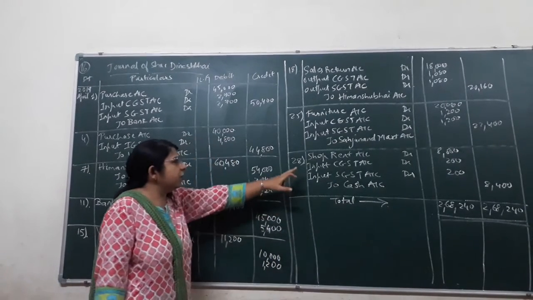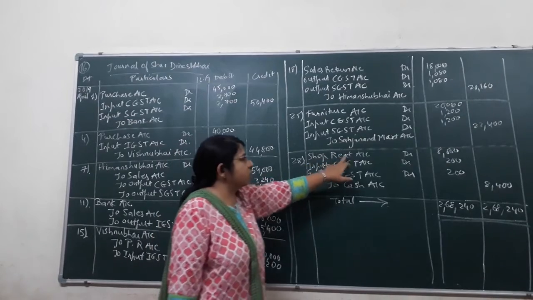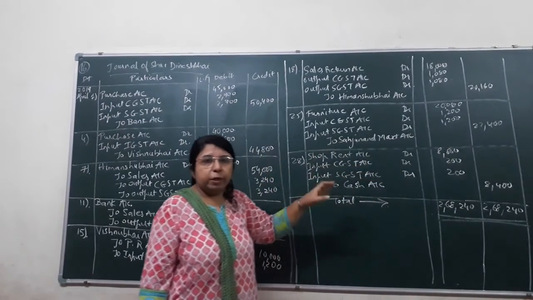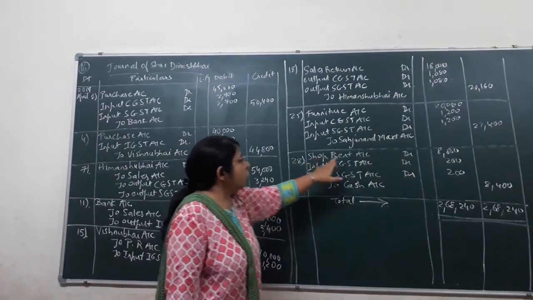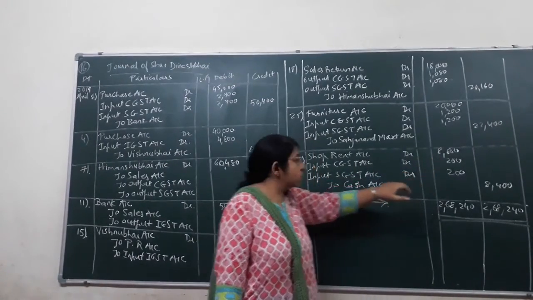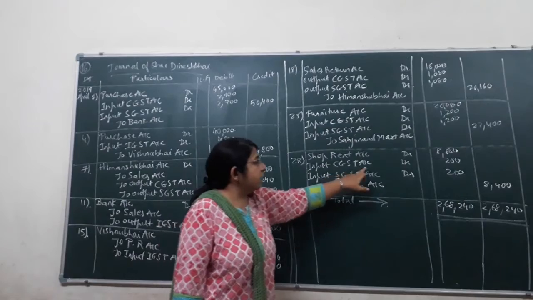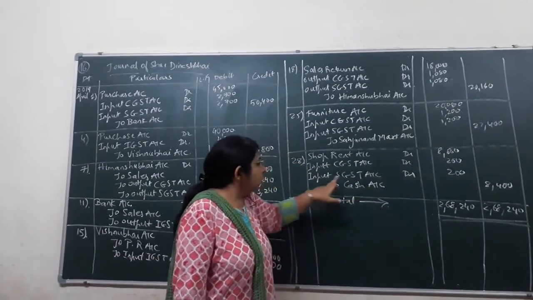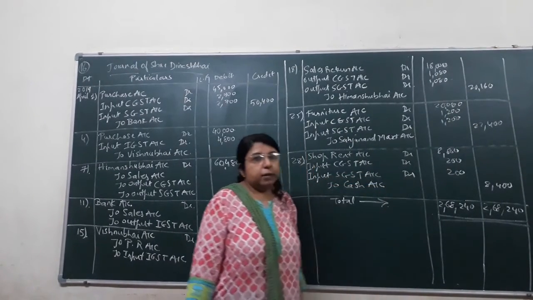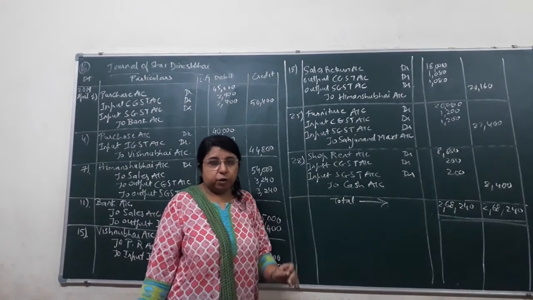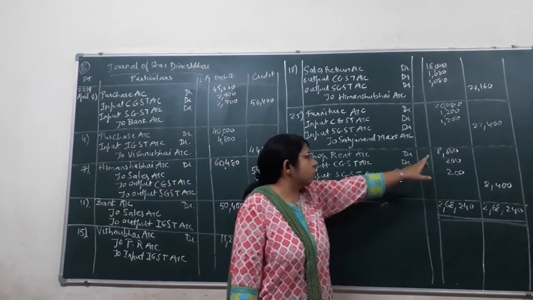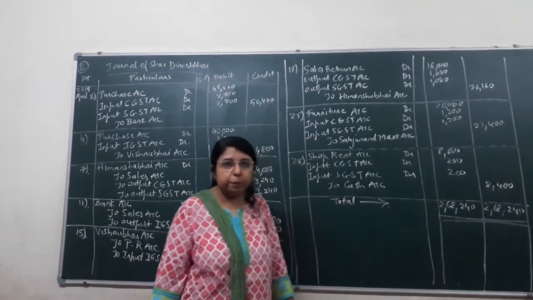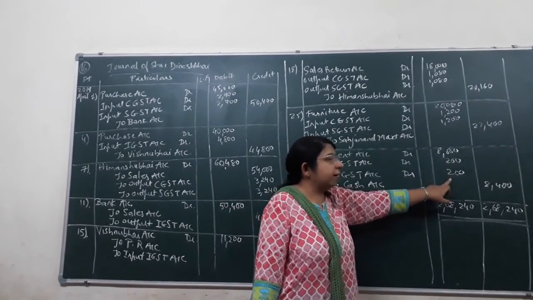Now in this last transaction, shop rent is one kind of expense. So debit all expenses and losses as per the rule of nominal account. So shop rent account debit, that is 8,000. Now input CGST account debit and input SGST account debit will come at 2.5%, not 6%, because it is a service expense related transaction. So 2.5% of 8,000 comes to 200 and 200.